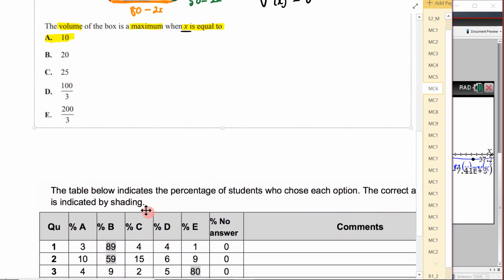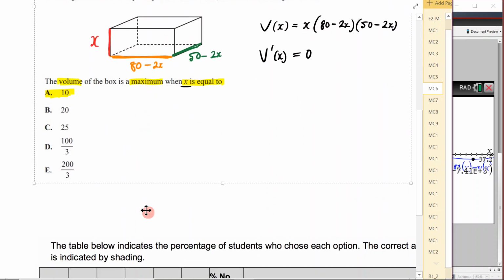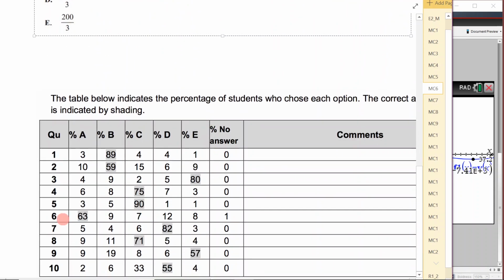Let's now look at the examiner's report. So this is question 6. Question 6, the answer is A. 63% of the state got that.